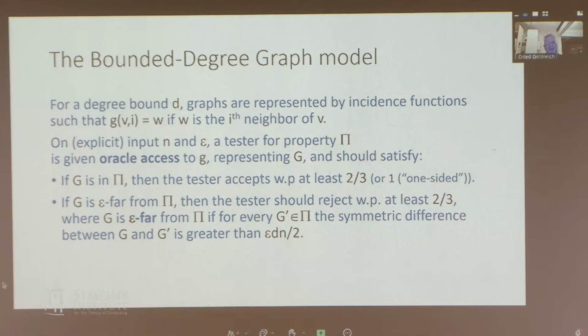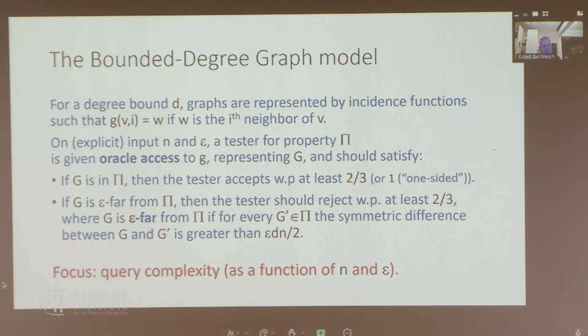Okay, so that's basically the model, and the focus will be on the query complexity as a function of n and epsilon. I will not mention the dependence on d because I think of d as 3 or 13 and I don't care.